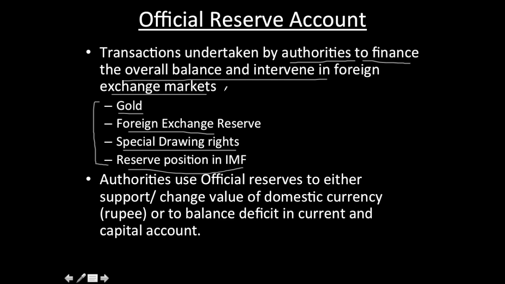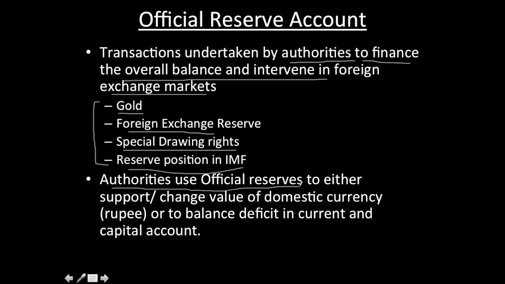How can that be done? For example, if there is a current account deficit, and the capital account surplus is not enough to offset the current account deficit, then how will the country create a balance in the balance of payments? It will use its official reserves in order to cover the current account deficit that is remaining. So these are the two activities.